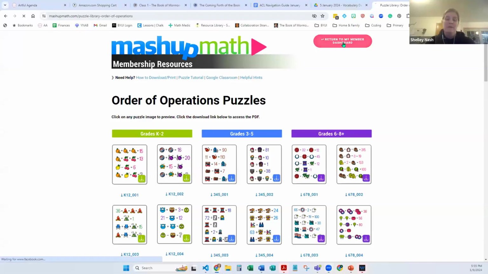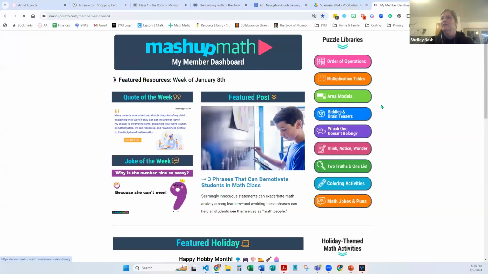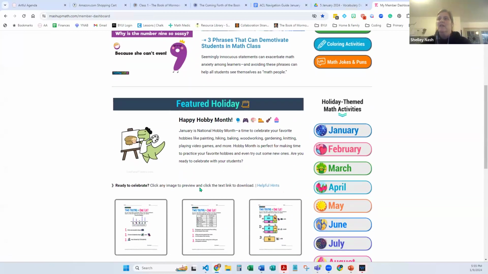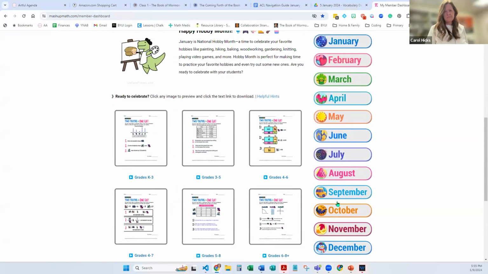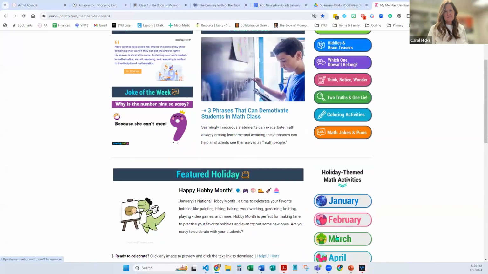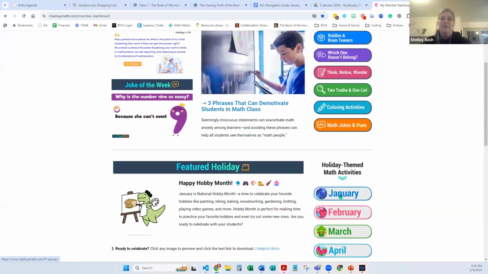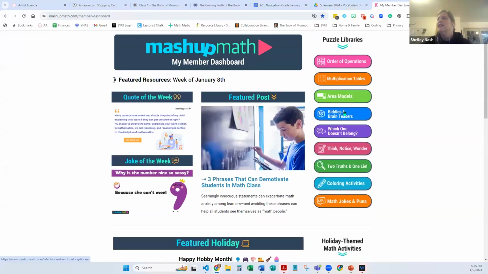If you're on the member dashboard, which I honestly don't know what it looks like when you haven't signed in, they always have a quote, they always have a joke, so that's kind of fun. And then they always have silly holidays, and these are some of the freebies that you can get, or things by the month. I don't usually live down there, but holiday themed, if you just need something, these are great for subs, just saying.